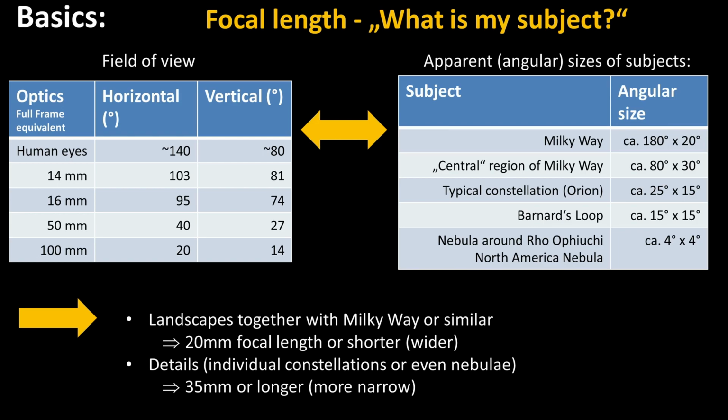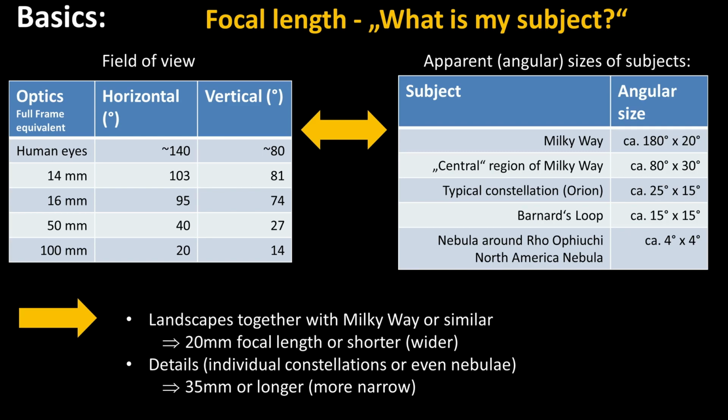Well, the focal length depends on what you want to shoot. Different focal lengths have different fields of view. Our human eyes, for example, have a field of view of about 140 degrees by 80 degrees, and a 14 millimeter photo lens will have a field of view of 100 by 80 degrees, and for example a 100 millimeter lens has 20 degrees by 14 degrees.